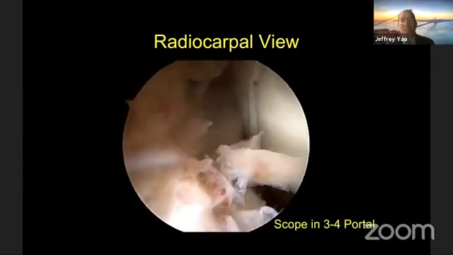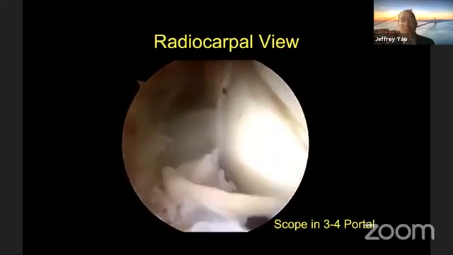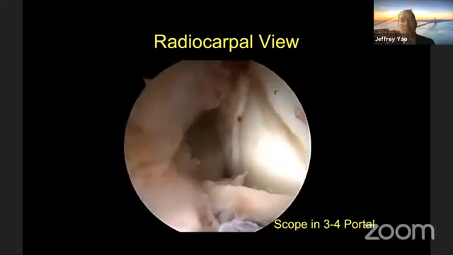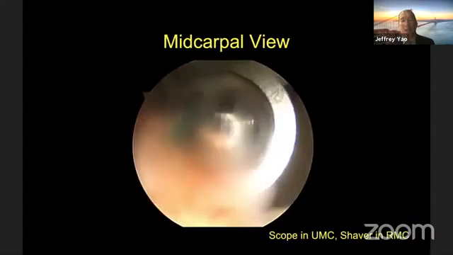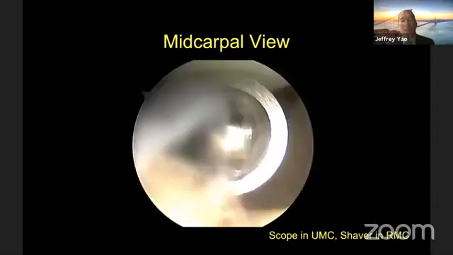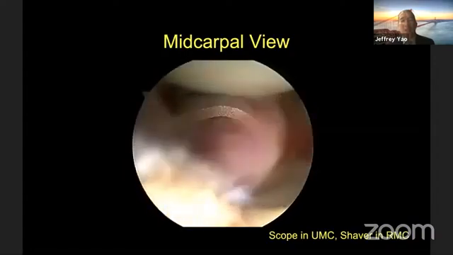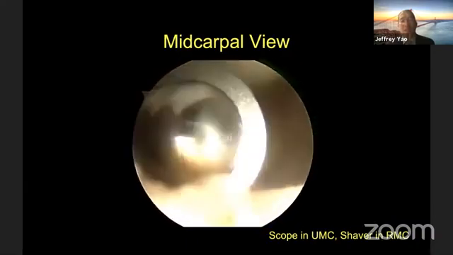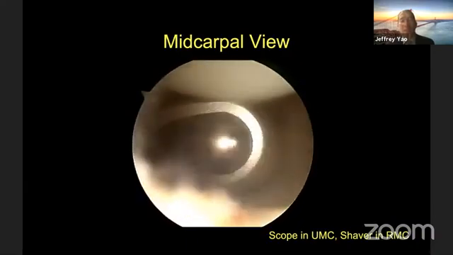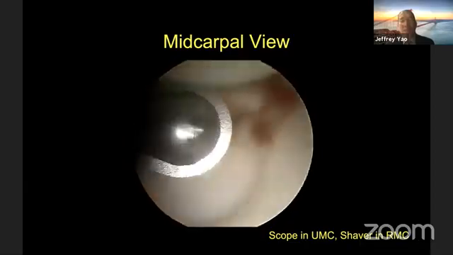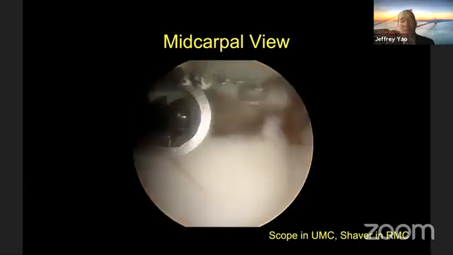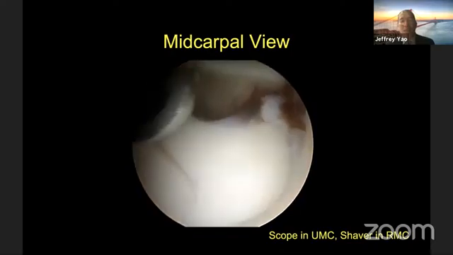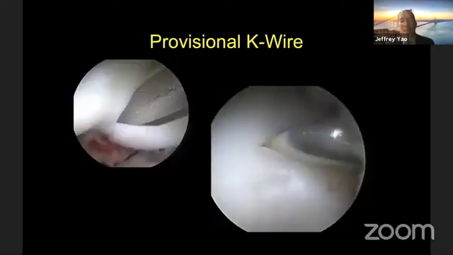Here we have the scope in the 3-4 portal, and you can see complete disruption of the ligamentous attachments, and there's the scaphoid fracture as well. From the midcarpal view, you can remove some of the synovium. I do prefer wet arthroscopy in certain situations, not always, but in the fracture settings, often I will use dry arthroscopy. And there you can see the fracture.